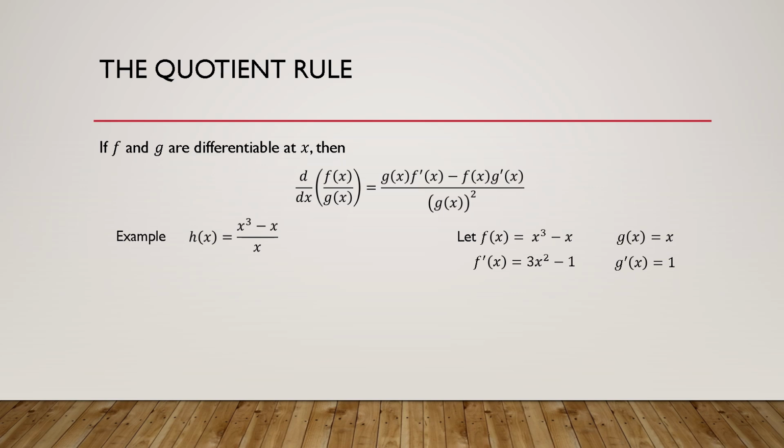So we fill in our quotient rule and get h prime of x is equal to x times 3x squared minus 1 minus x cubed minus x times 1 all over x squared. We simplify to get h prime of x is equal to 3x cubed minus x cubed plus x all over x squared. The x terms cancel each other, then combine the x cubed terms to get 2x cubed over x squared. Here x squared can cancel with x cubed to get our final answer, 2x.